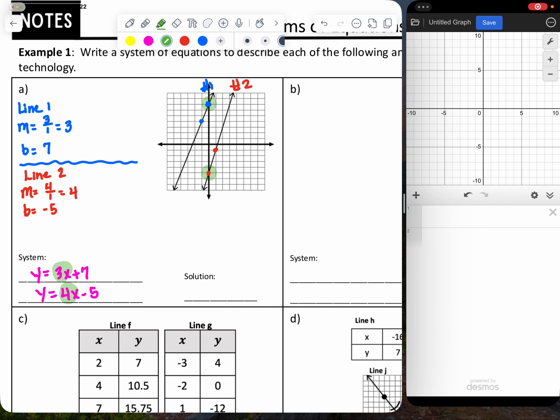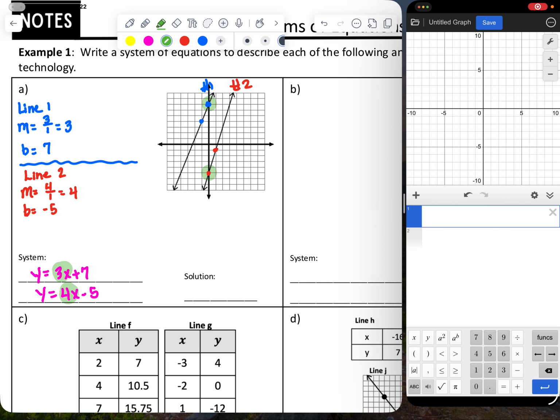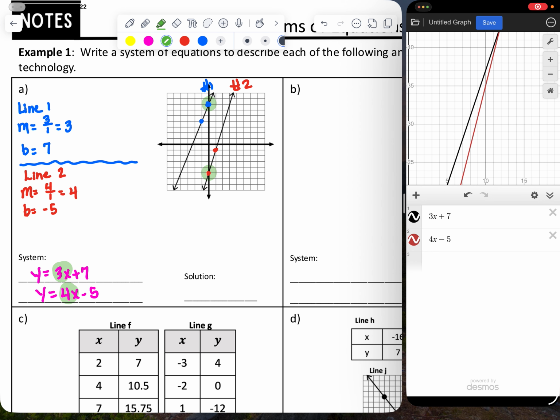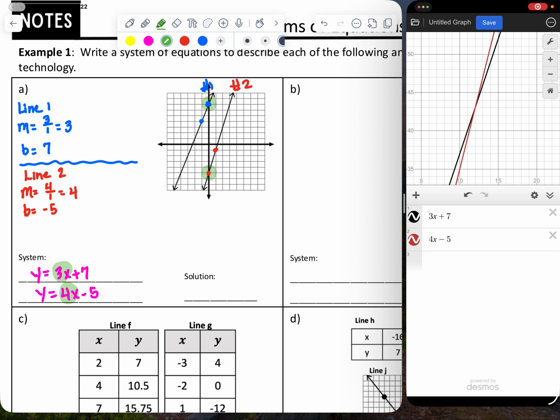So using technology, I'll put in my first equation of my system, 3x plus 7. And then I'll put in my second equation, 4x minus 5. Again, they look a little less parallel on my graphing calculator, but I'm going to zoom out, and you can see they're getting closer and closer together. Now, the nice thing about Desmos is all I have to do is touch where they intersect, and it'll pop up the point for me automatically. If you're not using Desmos, your calculator will be a little bit different, so just refer to the directions for your particular calculator.